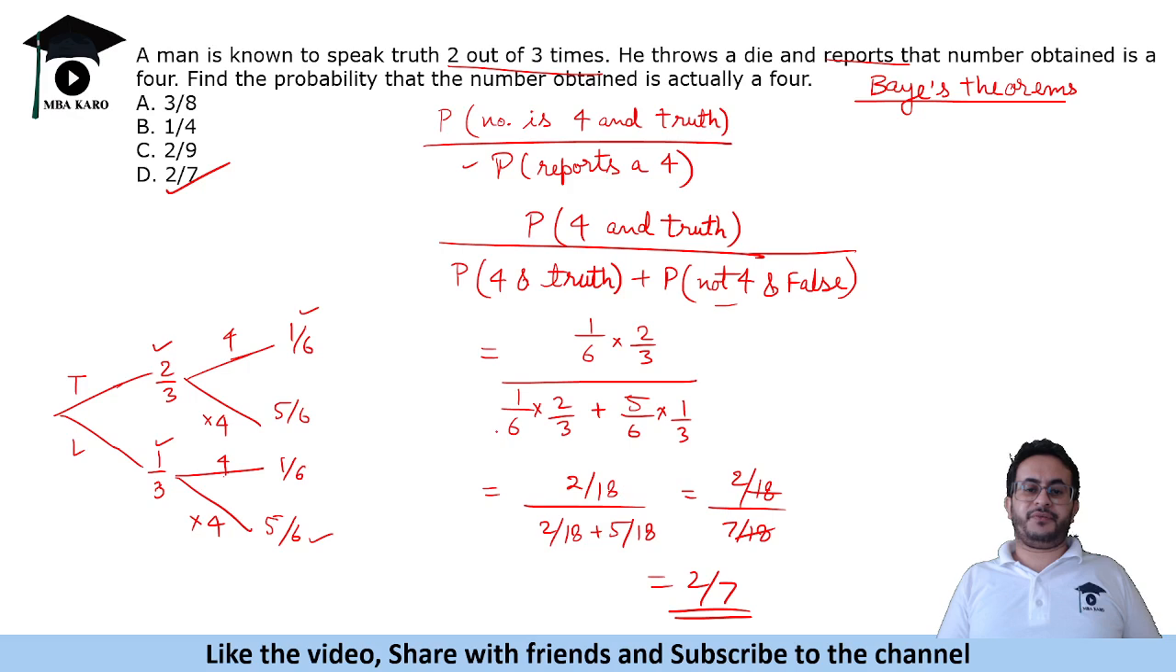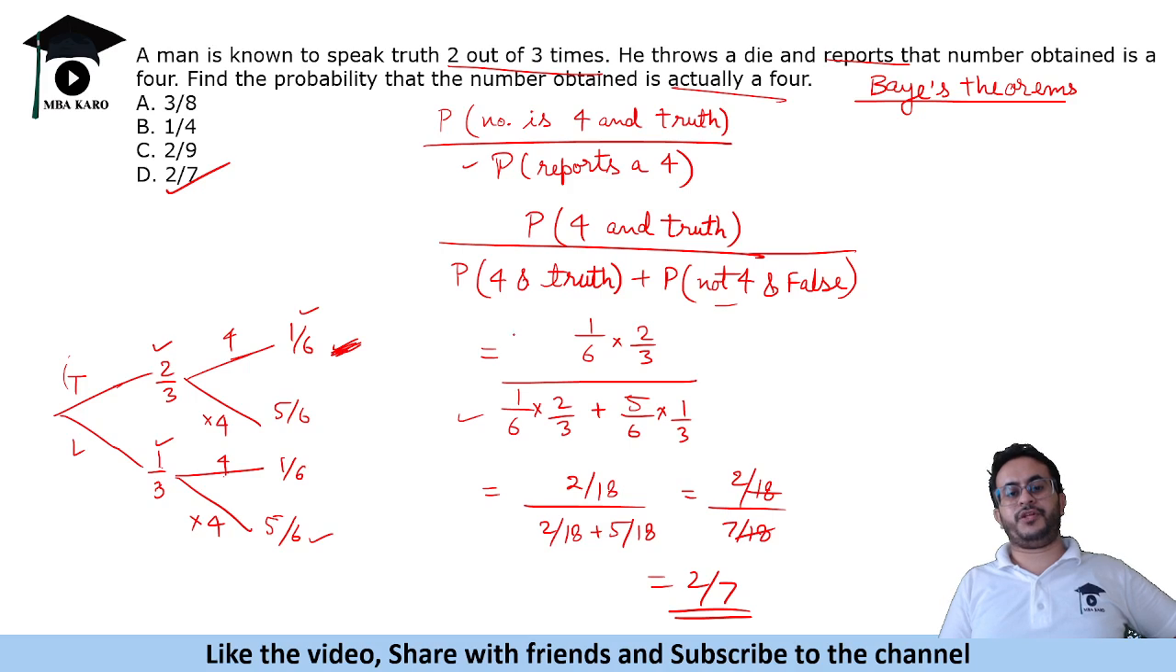So the denominator will be this, that's what we calculated: 1/6 into 2/3, and 5/6 into 1/3. He is telling a lie and the number is not 4. Now the favorable case is this one, right? It is actually a 4. So actually a 4 means this is the case that we will consider.